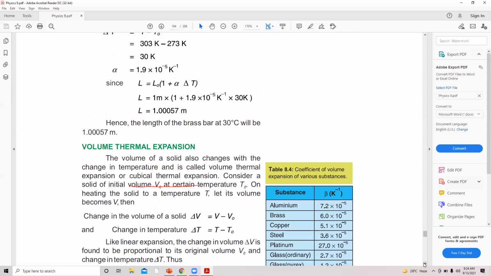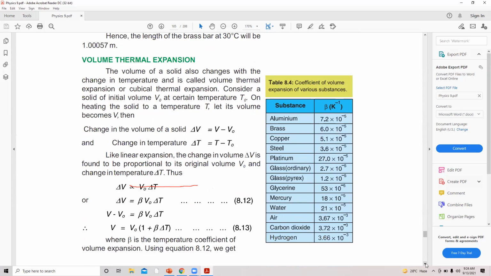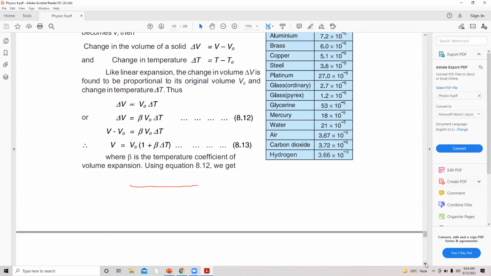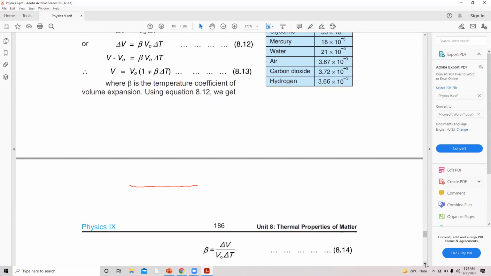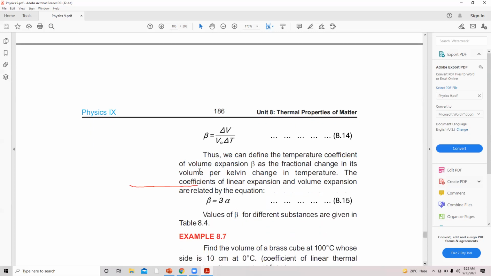Then you have volume thermal expansion. You must know what volume thermal expansion is, in which substances volume expansion takes place, what the formula for volume thermal expansion is, and what coefficient is used for it. That is beta equals delta V by V naught delta T. And the very important point over here is that the coefficients of linear expansion and volume expansion are related by the equation beta equals 3 times alpha, because alpha is the linear coefficient and beta is the volumetric coefficient.